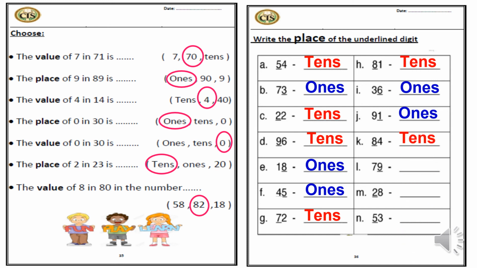In tens. Next we have here 79. In which place does 9 live? In ones. Then next we have here 28. In which place does 2 live? In tens. We have here 53. He asked about number 5. Which place does 5 live in? In tens place.